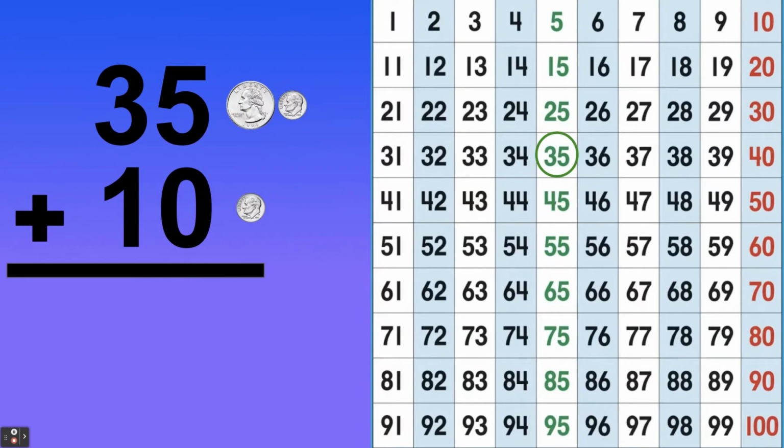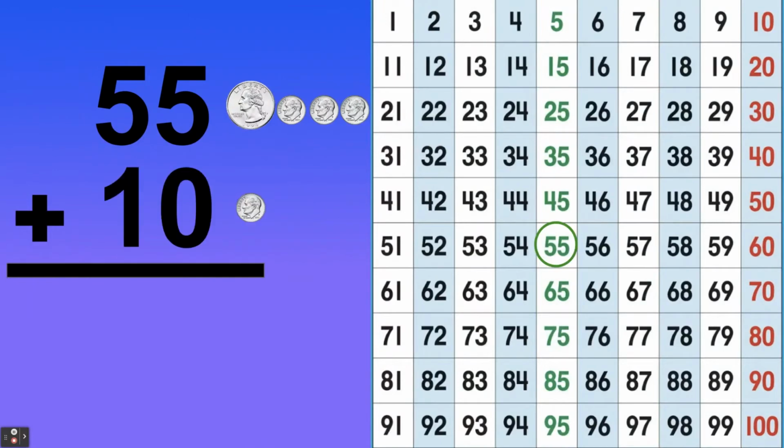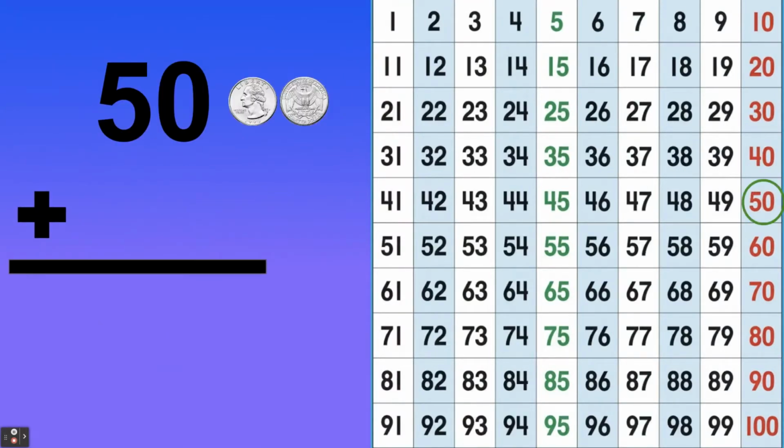35 plus 10. So this would be the same as if you have a quarter and a dime and you're going to add another dime. 35 plus 10, yell out the answer. What is it? 35 plus 10 is 45. Yes. Let's do another one. 55 plus 10. What is it? You got it. 65. Let's do another one.